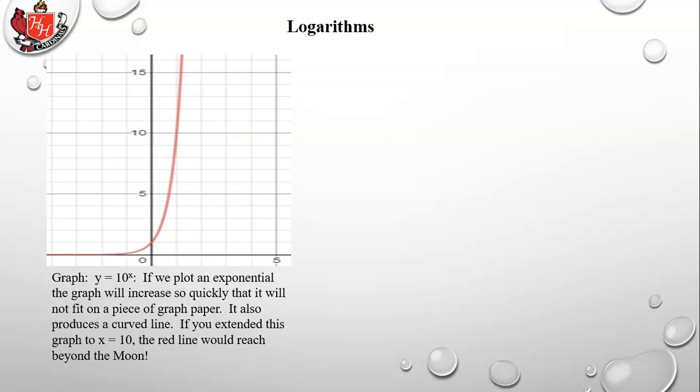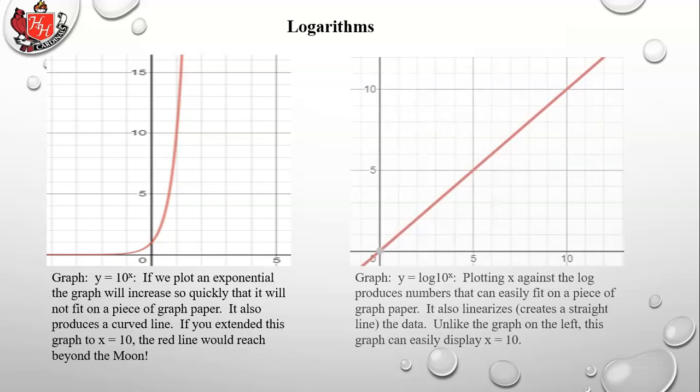If you extended this graph to x to the 10th power, so y equals 10 to the 10th power, in other words, and if your computer screen is about the same size as mine, then that red line would reach beyond the moon. It's hard to believe that it would go up that quickly, but it would reach beyond the moon. So you just can't graph an exponential beyond about x to the second or x to the third. Even that far you can't really graph it.